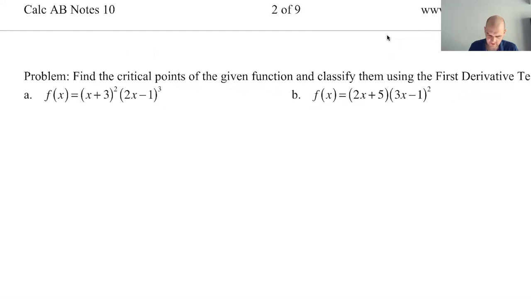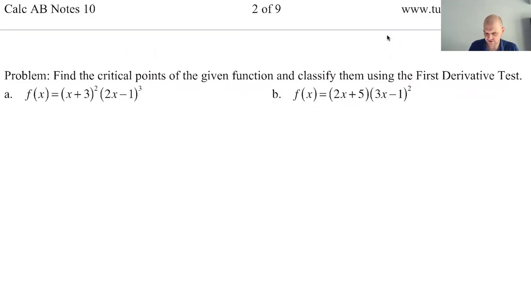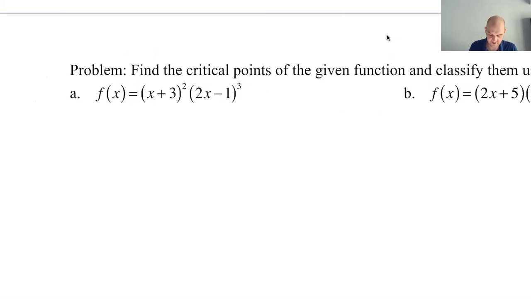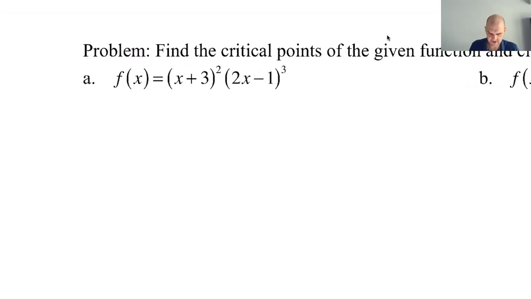All right, find the critical points, which means the points in the domain of the function in which the derivative is 0 or undefined, and classify them using the first derivative test. So I'm going to do this by taking the derivative, using a bunch of chain rule and product rule. Then I'm going to make a sign chart. Then I'm going to use the sign chart to draw conclusions. And then I'm going to write them up correctly. So let's see if we can do that.